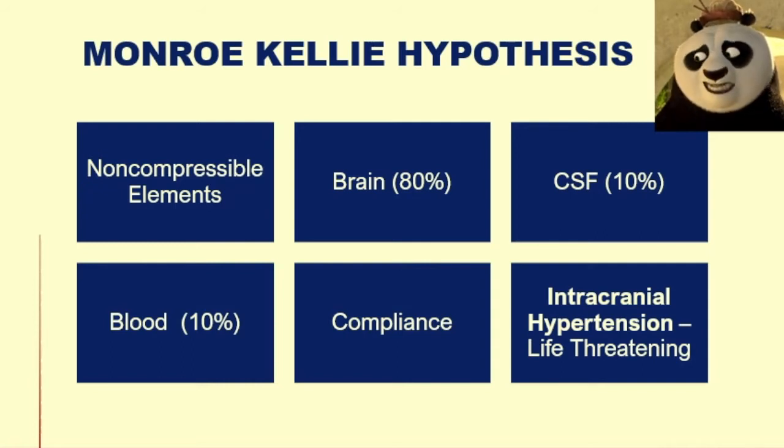You have your brain, composing 80% of the intracranial volume, CSF 10%, then blood 10%. Whenever there is a problem with one, an enlargement of one, the other two are expected to compensate. We also have the term compliance. Compliance here refers to the relationship between the volume of the intracranial components and the intracranial pressure. When the capacity to compensate for pressure in the cranium is exceeded, we are expecting increased intracranial pressure.